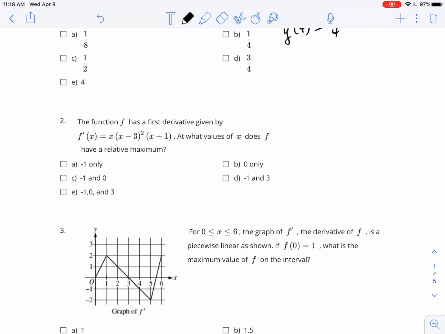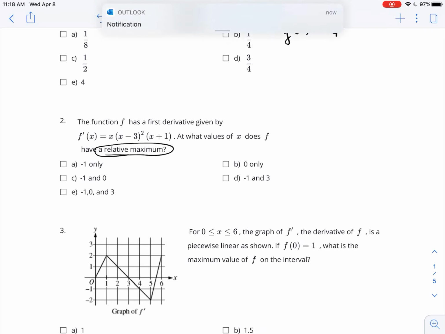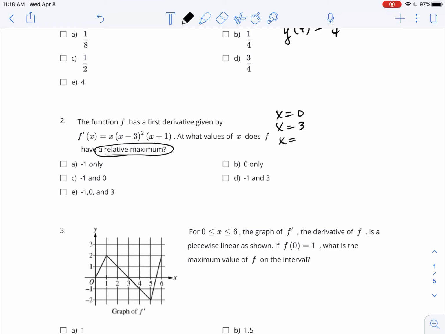Number 2, the function has a first derivative. At what value does it have a relative maximum? So the maximums and minimums occur where the derivative changes from positive to negative or negative to positive. For a maximum, it's going to change from positive to negative. So we need to find the zeros of the function. The first factor will just give us x is 0. The second factor will give us x is 3. And the third factor is negative 1.